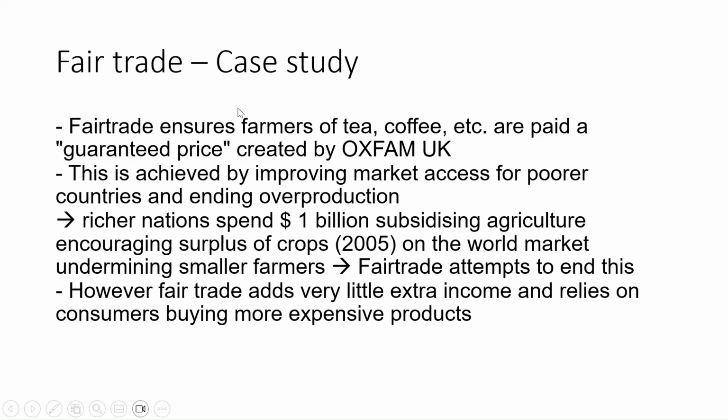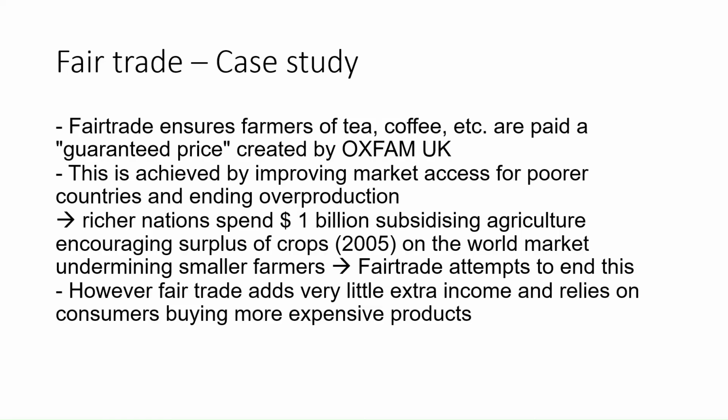So fair trade: they're a company or organization that ensures farmers of tea, coffee, bananas, you'll see that little sticker on all of them, are paid a guaranteed price. And this was created by Oxfam UK. This is achieved by improving market access for poorer countries and ending overproduction.